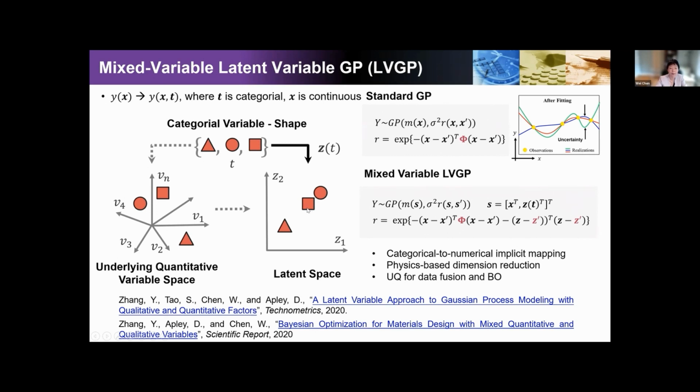So it is a physics-based representation, telling us how these concepts are different in terms of the impact on the property or performance. And finally, because it's a GP-based method, the uncertainty quantification also allows us to achieve data fusion and Bayesian optimization, as I have explained earlier.